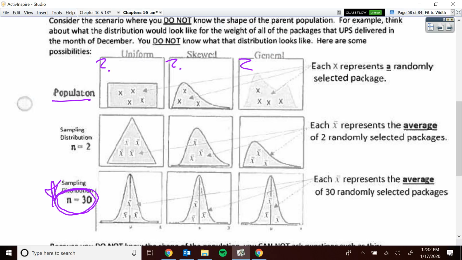Okay, so do you see this picture? I love this picture. Here are 3 shapes that are no good. I cannot do normal model math on these populations.